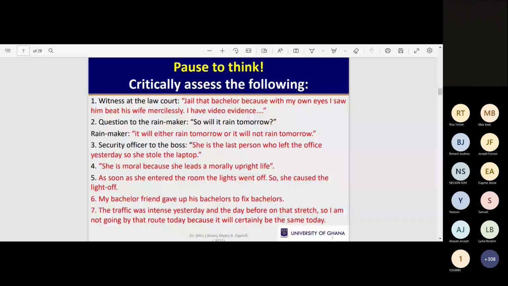She's moral because she leads a morally upright life. We have a problem with that. They're just going in circles, circularity. As soon as she entered the room, the light went up. So she calls the light up. We have seen problems with this. It is a wrong way of diagnosing the cause of things. As soon as the person entered, the light went up. Is she a thunder or lightning?